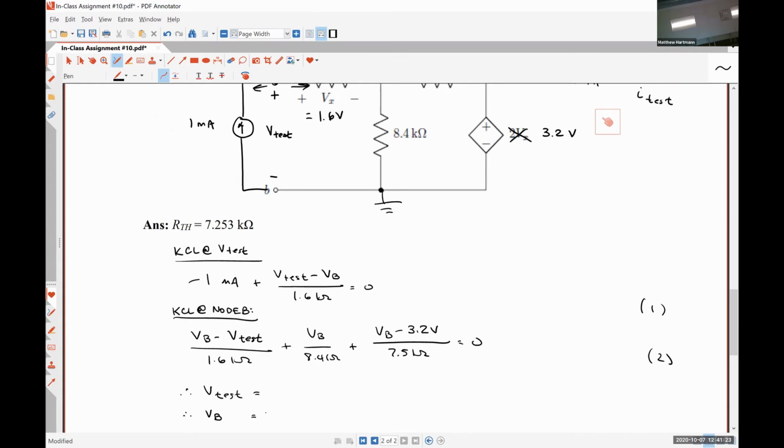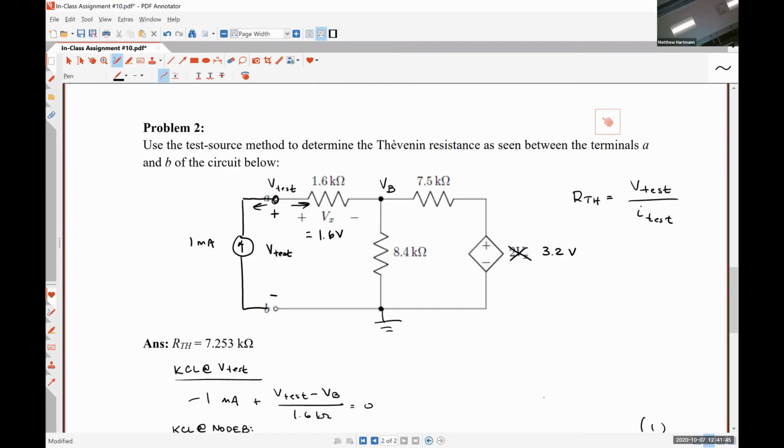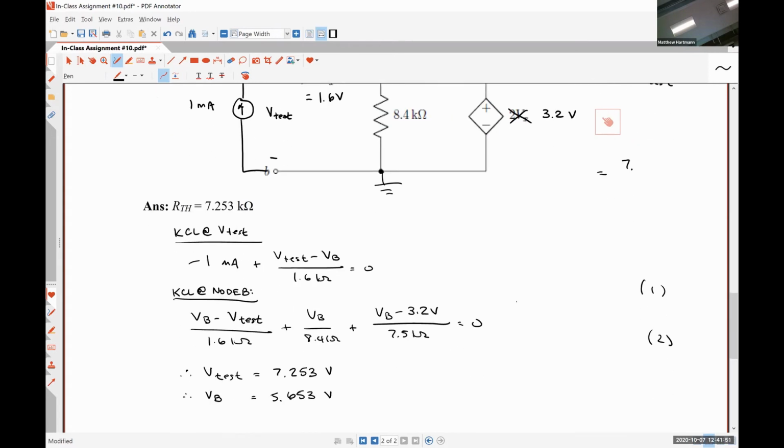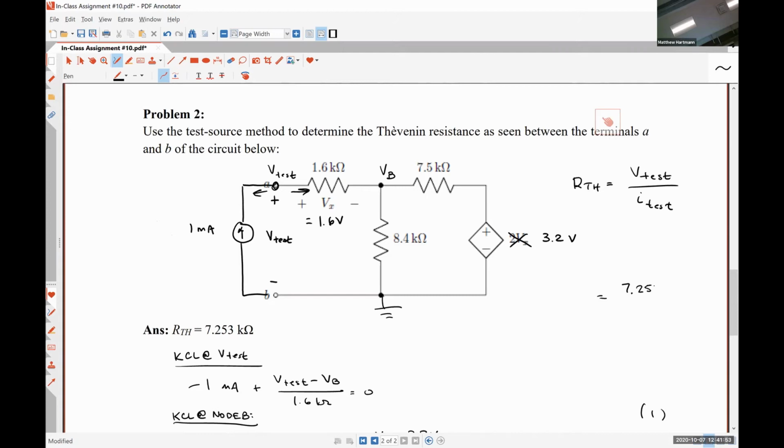Well, I get V test as 7.253 volts and VB is 5.653 volts. So if we look at our equation for the Thevenin resistance, it's 7.253 volts divided by 1 milliamp is going to be what? 7.253 kilo ohms, which is exactly what we get here.